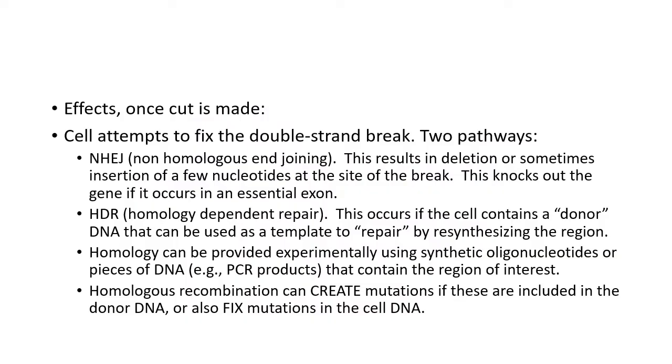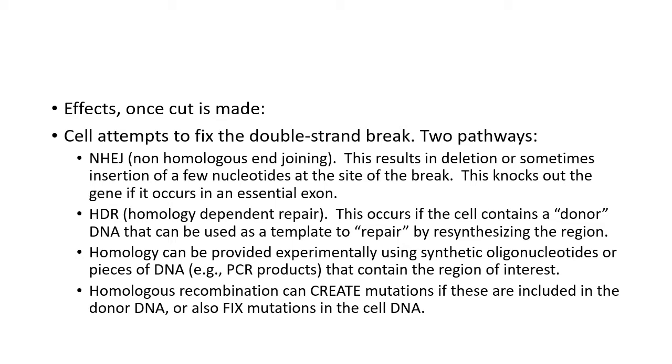So what happens in a cell, this is, of course, going to create a double-strand break because you've cut both strands of the target DNA. The cell will naturally race to try to fix that. A double-strand break is lethal to cells, and there's two common pathways that are going to be under consideration here. The first and easiest is the non-homologous end-joining pathway, which results in deletion and occasionally insertion of a few nucleotides at the side of the break. So this will tend to knock out the gene if it occurs in an essential portion of the gene.